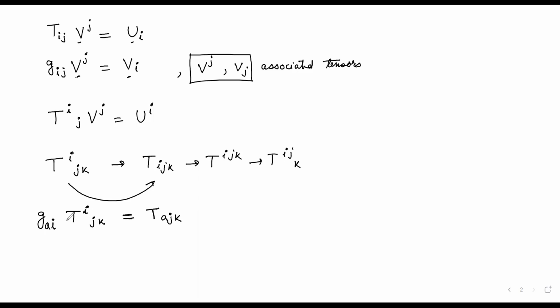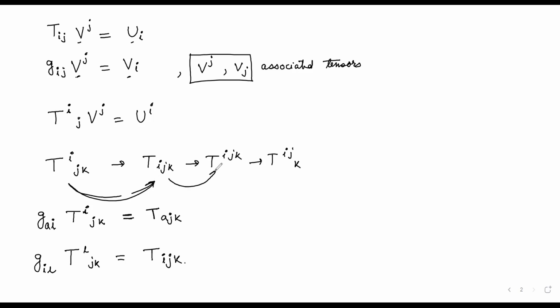If you want I up here, then you can do one thing. Write it as T L J K, like this, I L. Then this L will be summed over and you will get T I J K. Okay, this is fine. So we can obtain this from this.